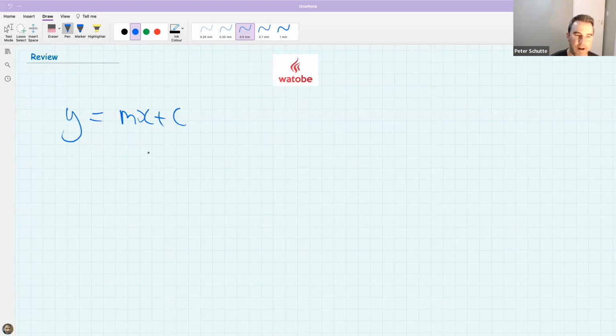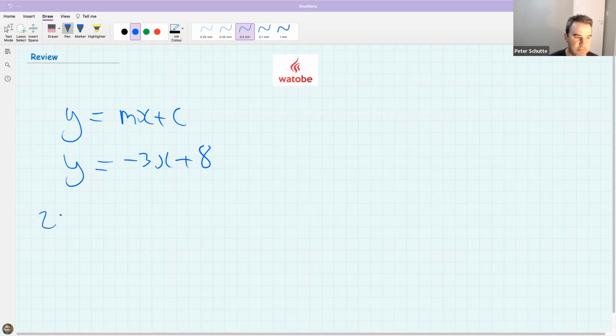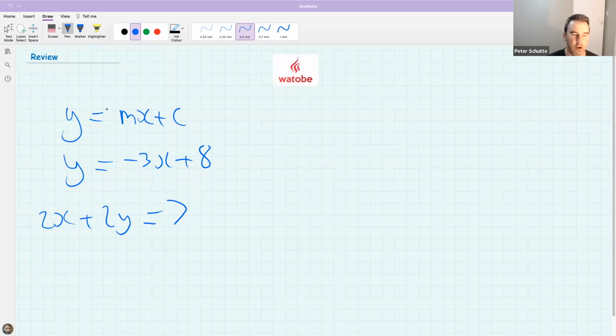which have this format. And an example would be something like that. But we also saw some straight line graphs that might have been in the format like that. You know, but as long as we have powers of 1 on the variables, we're going to get straight lines.